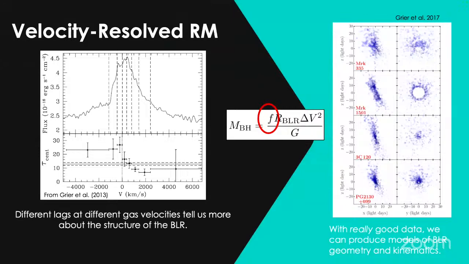However, within the past, I would say, 15 or 20 years, we've been starting to get very high quality reverberation mapping data that allows more insight into the factor F, as well as what the broad line region looks like in individual AGN. So here I'm showing what we refer to as velocity resolved reverberation mapping measurements, where we take, say, the H beta emission line, and we divide it up into bins across the profile, and then we measure the time lag between the flux in those bins compared to the continuum flux. And you can see that there's structure here. So the blue side of the emission line has longer time delays than the red side of the emission line. Okay, and that's actually a signature of inflowing gas.